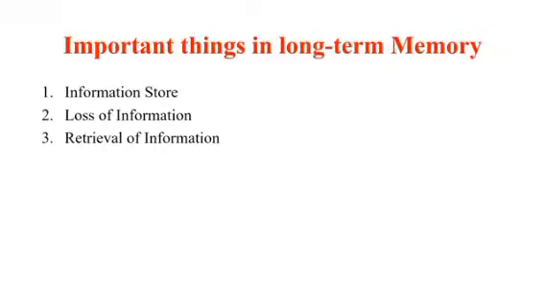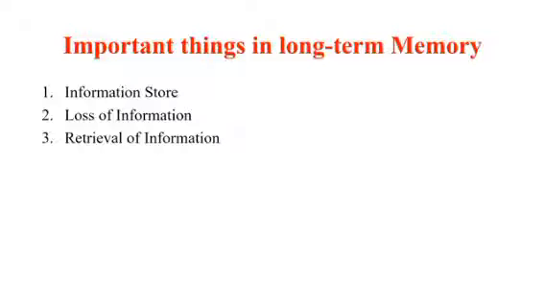Next, important things in the long term memory. There are three important things in the long term memory. The first one is information store, then loss of information, and the third one is retrieval of information. Let us see them one by one in detail.